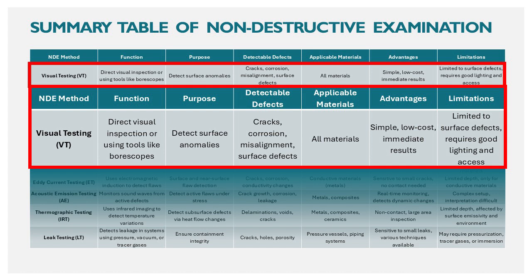Detectable defects by using visual testing or VT include cracks, corrosion, misalignment, surface wear, discoloration. Visual testing or VT is applicable to all types of materials. The advantages of visual testing or VT include simple and quick, low cost, and no equipment needed for basic inspection. The limitations of visual testing or VT include only surface defects are detectable, requires good lighting and access, and depends on inspector skills and experience.